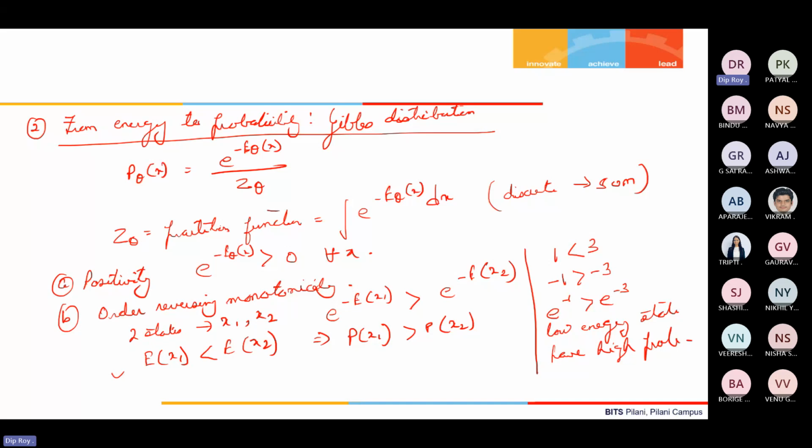So the first reason we have used the exponential is because of positivity, which we talked about. The second reason is the functional form e to the power minus theta x that we are taking, because it gives us this particular property, which is the order-reversing monotonicity, so that a low energy state equals high probability and a high energy state equals low probability.